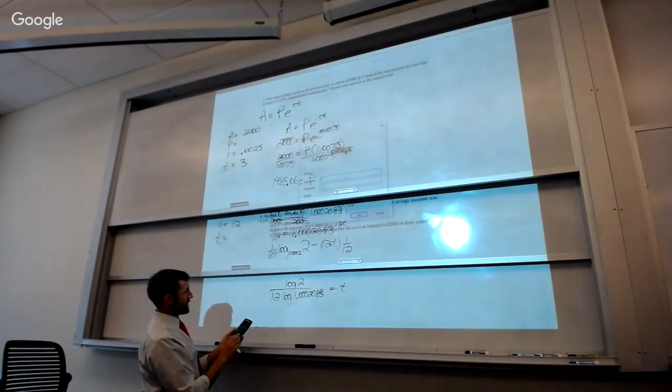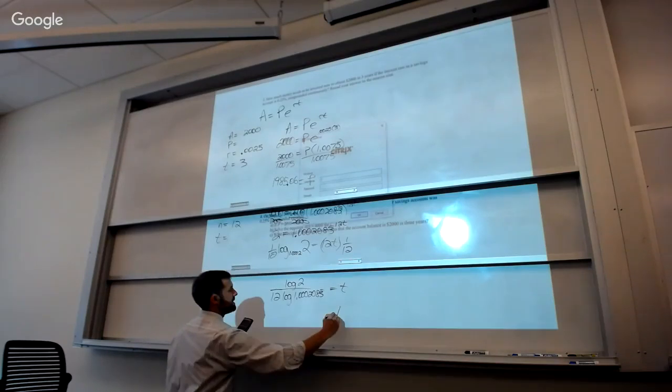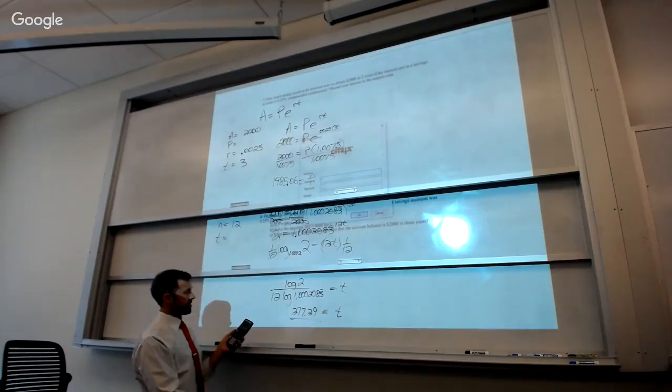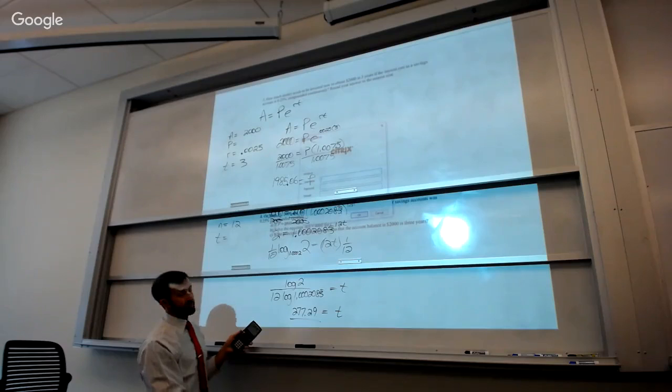That's how long I have to wait. So let me calculate that. That's log of 2 divided by 12 times log 1.0002083333. And I get t equals 277.29 years. 277 years. That's a long time to wait to double your money.